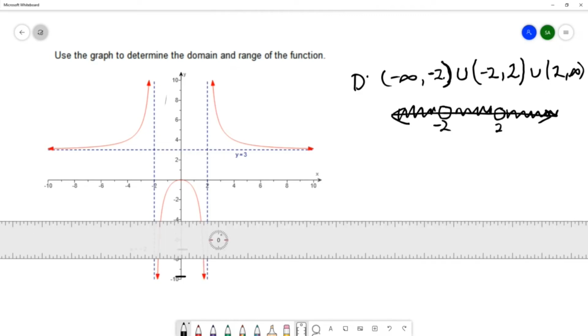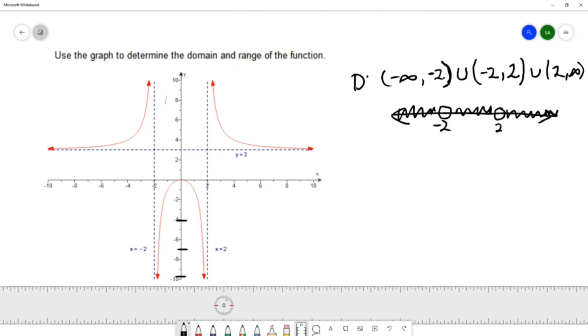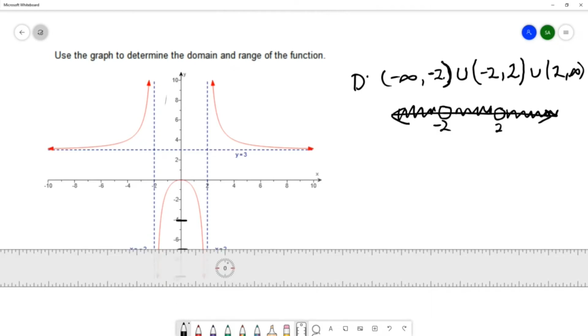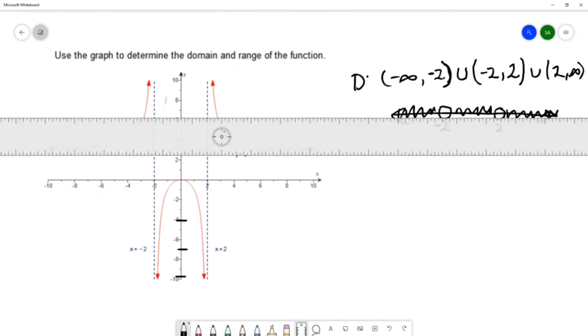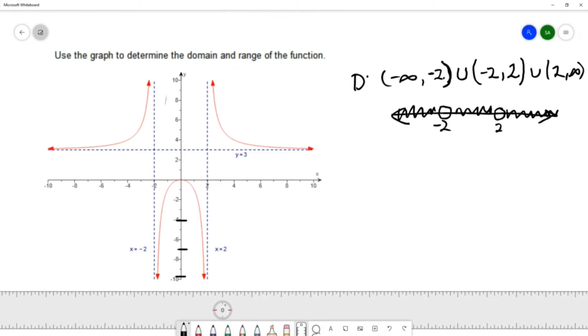And remember, the range are the y's, all of the y's. So I'm going to start at the bottom, that's the lowest y value, and move to the top. As I look at this, the lowest y value, because of these arrows, meaning the pattern continues, means that my range will start at negative infinity.